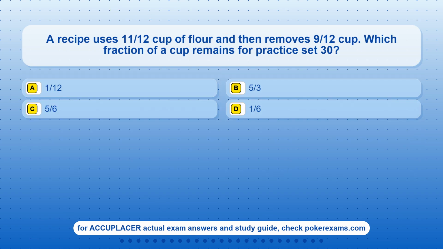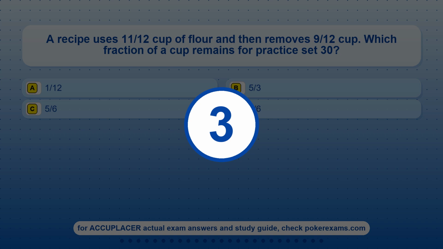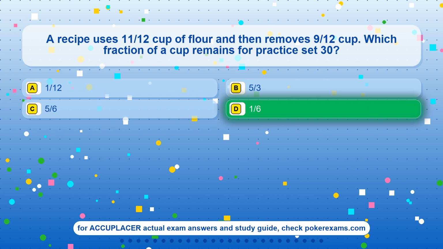Question 10. A recipe uses 11/12 cup of flour and then removes 9/12 cup. Which fraction of a cup remains for practice set 30? Option A, 1/12, option B, 5/3, option C, 5/6, option D, 1/6. The correct answer is option D, 1/6.